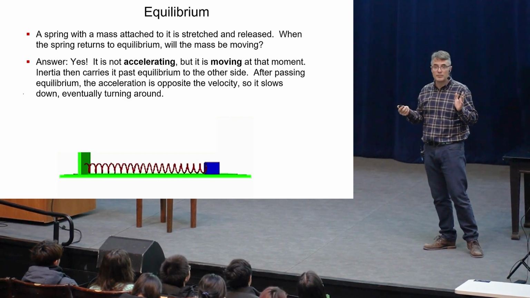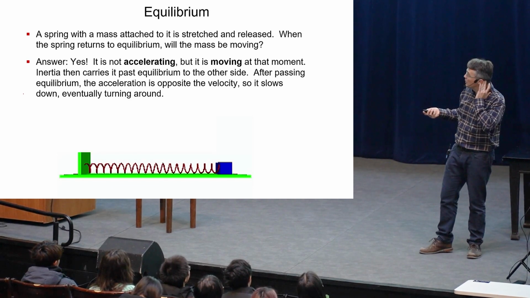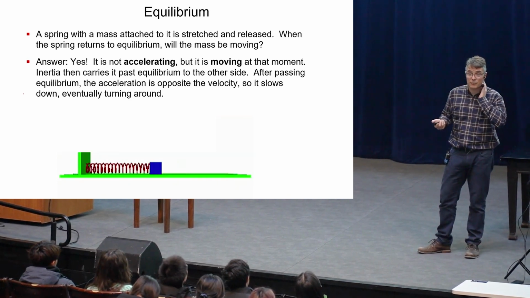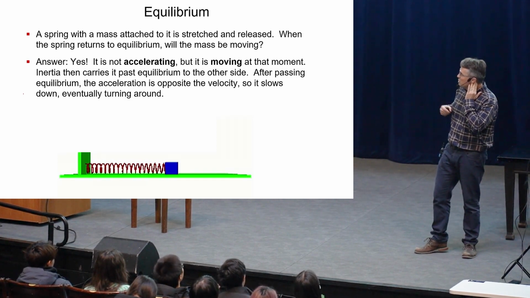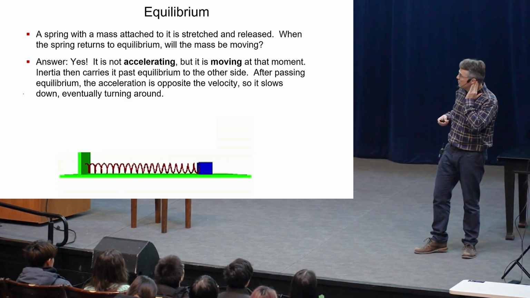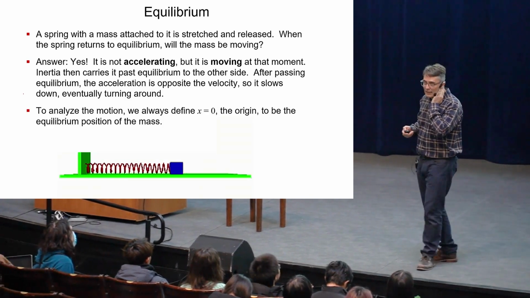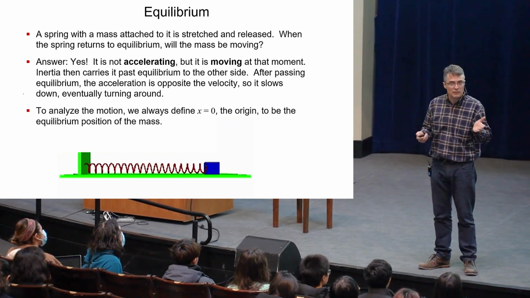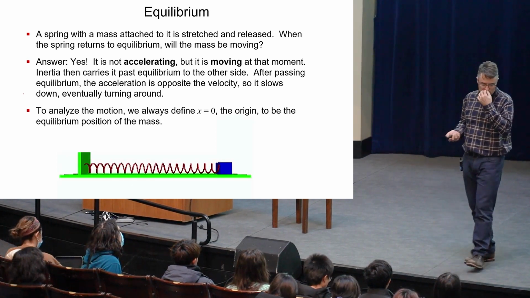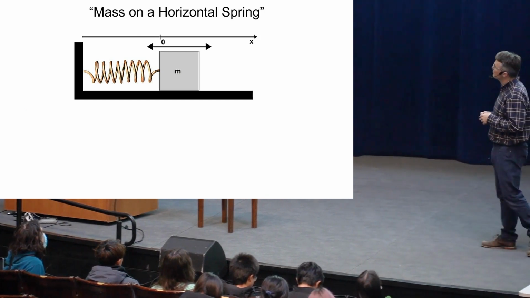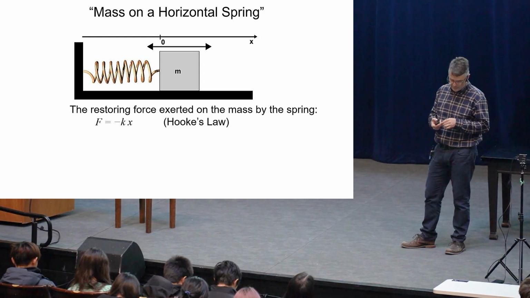When it returns to equilibrium, is it at rest, or will it be moving? It'll be moving. It won't be accelerating because the net force is 0 at equilibrium, but it's still going to have inertia, which carries it past equilibrium to the other side. So we got that. To analyze this motion, let's first define our coordinate system. We'll put x equals 0 at equilibrium, just for ease. So there it is. Now we've got a restoring force. Hooke's law is F equals negative k times x.